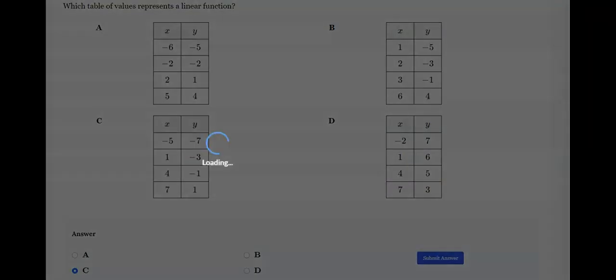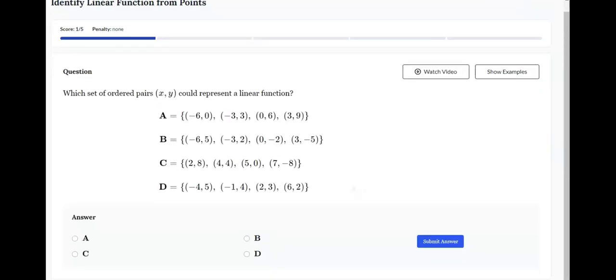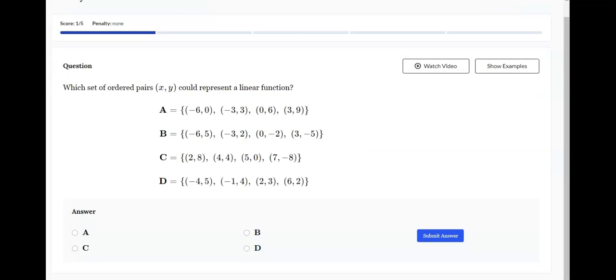All right, let's take a look at one more. Again, you're looking for a linear function. So we are looking for, first of all, no x's repeating. We want it to be a function. So we scan all these x's. Make sure we don't have any repeats. Good. So these are all functions.